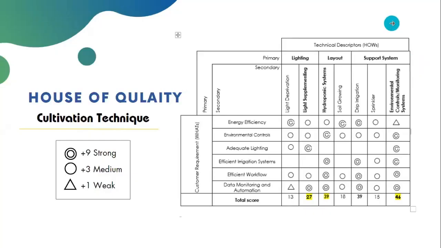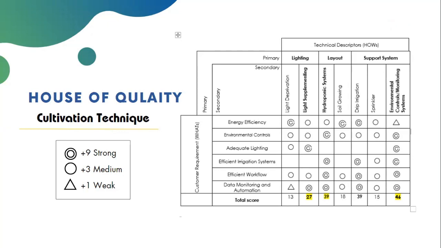So based on the house of quality that we have constructed, on the left side is the customer requirements, which are the six points that we have described. And the right side is the technical requirement that we provide to satisfy the customer requirement. For the rating, in terms of lighting, we got the score of 27 versus 13, which means the light supplementing is the highest among the two, which is the potential option for us to use in the lighting category.